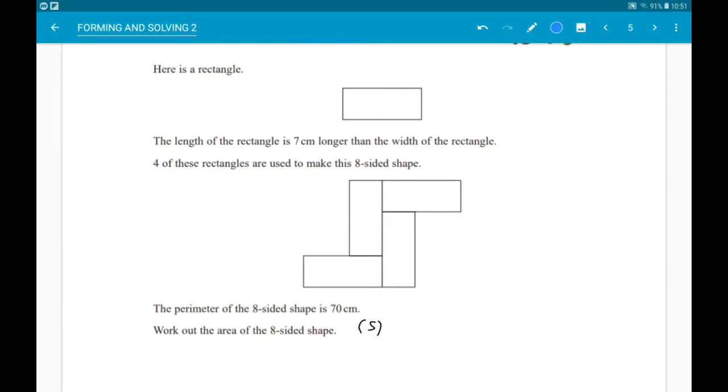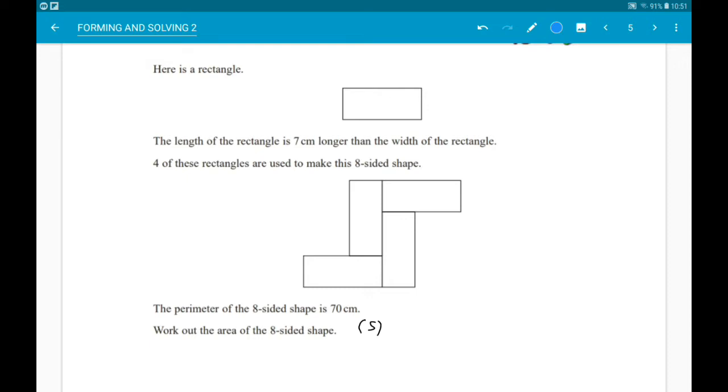Okay, number 4, quite a tricky one again. So we're given a rectangle, we are told the length is 7 centimeters longer than the width. 4 of these rectangles are used to make this 8-sided shape. If the perimeter of this 8-sided shape is 70 centimeters, we want to work out the area. Okay, so given that we're told the perimeter as a number, we're going to be able to use that to find the lengths of the rectangle, which we can then use to find the area.